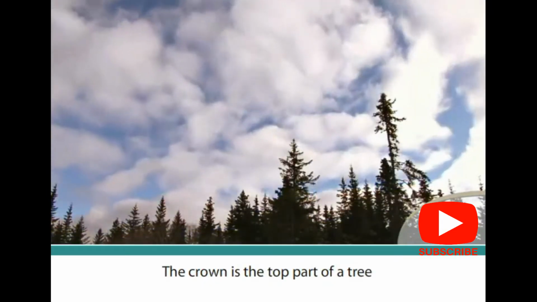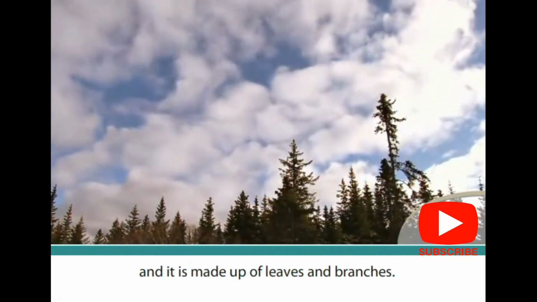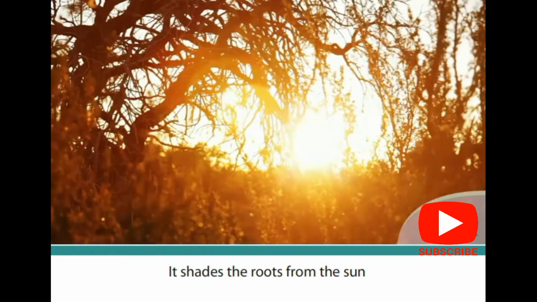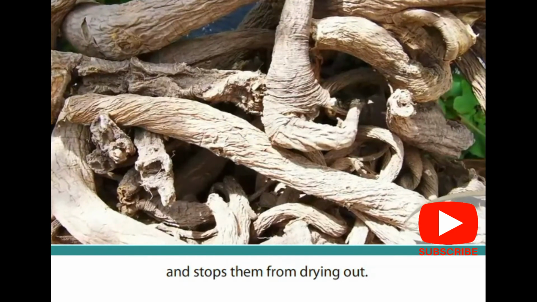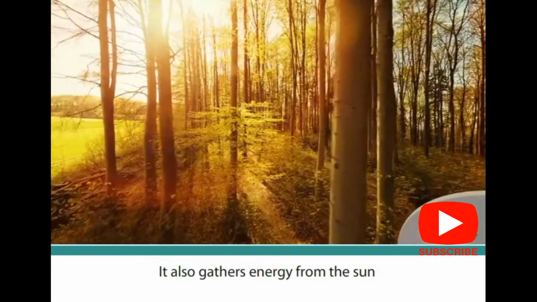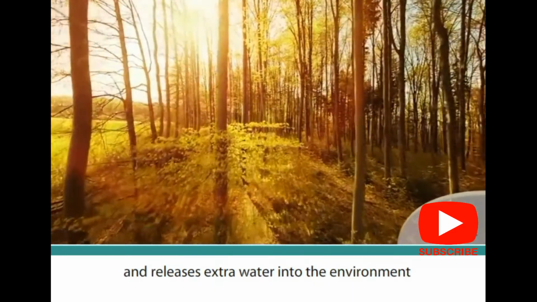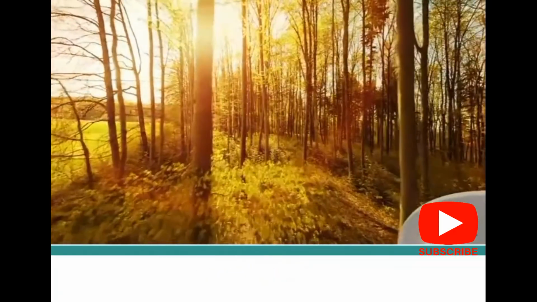The crown is the top part of a tree, and it is made up of leaves and branches. It shades the roots from the sun and stops them from drying out. It also gathers energy from the sun and releases extra water into the environment to cool down the tree.